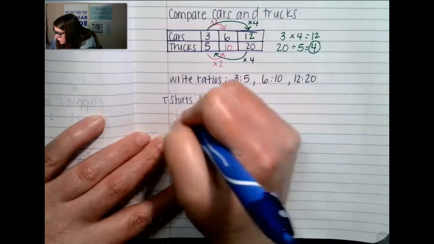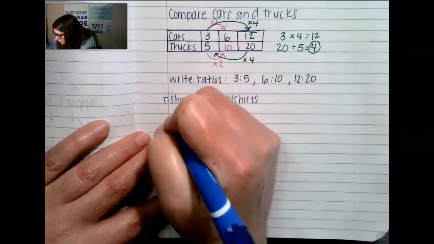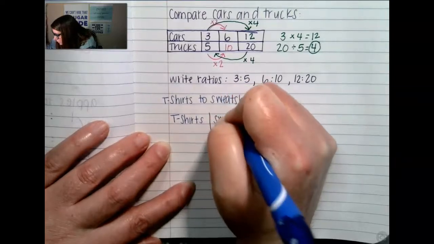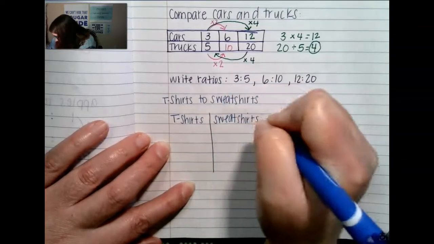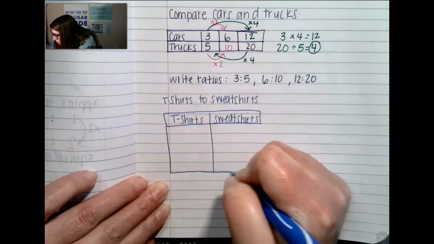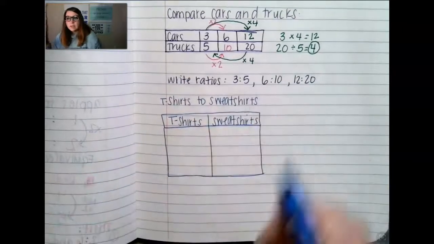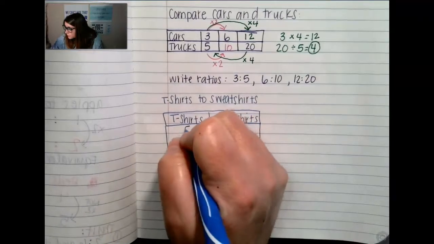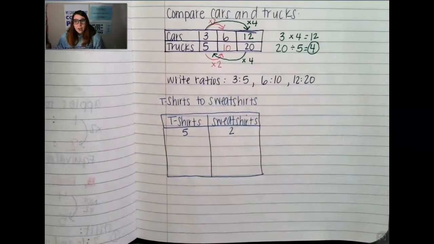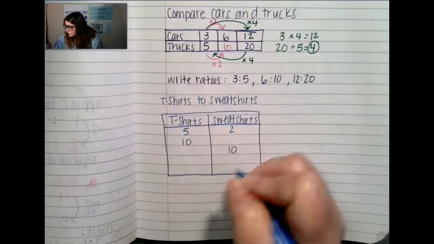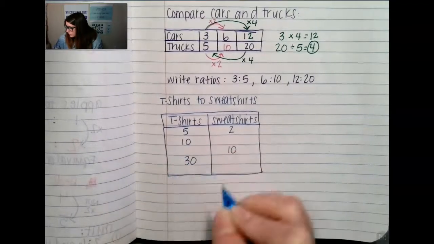Okay, so what we're going to do is create a T-chart. Our T-chart would look like this. We're going to have t-shirts and we're going to have sweatshirts. In this way, our table now is going to go vertically. So instead of going horizontally like this, it's going to go vertically like this. Now it says for every 5 t-shirts, we have 2 sweatshirts. So for every 5, we have 2. I want to make sure I fill this in correctly. Oh, I gave you too many boxes.